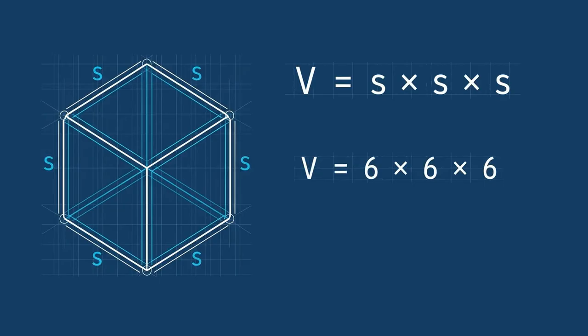V equals 6 times 6 times 6. 6 times 6 equals 36, then 36 times 6 equals 216. The volume is 216 cubic units.